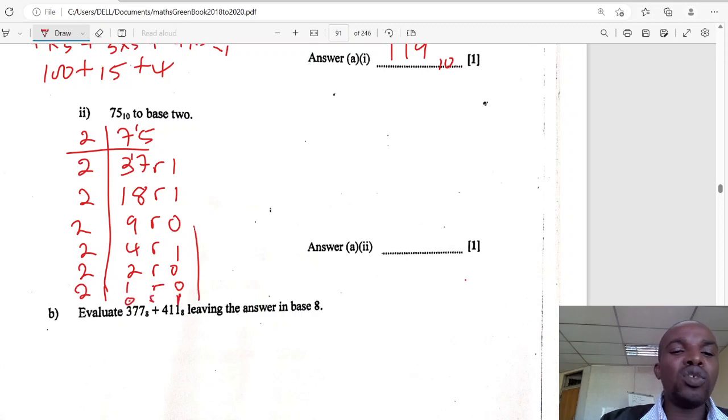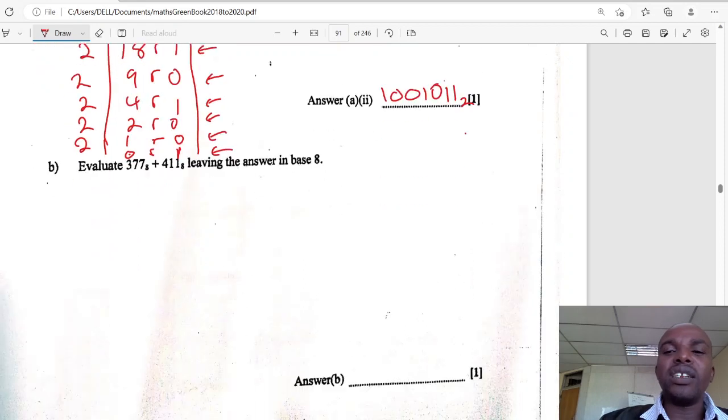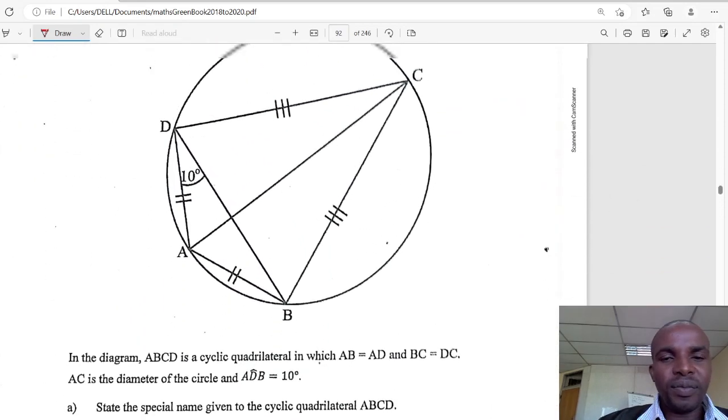So you divide up to the point where you get 0, remainder 1. Then you take the remainders going upwards. You have this one down here, you write 1. Then 0 and 0. Then 1 and 0, then 1 and 1. And it's base 2. Done. Right, next question, number 5.